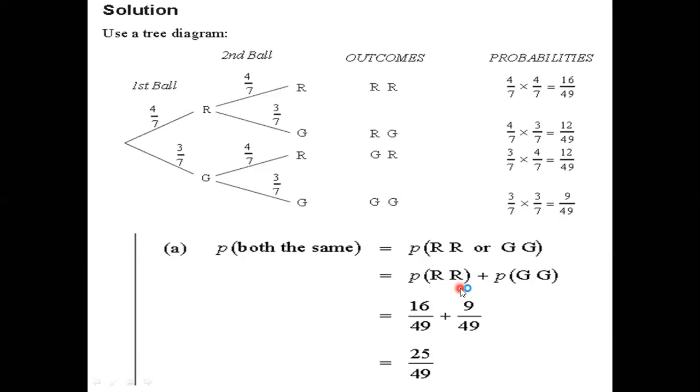Now, red, red is already calculated here as 16 over 49, and green, green is calculated here as 9 over 49. So I bring them both together by addition, and that gives us 25 over 49. So that makes it very easy. All the calculations have been done.